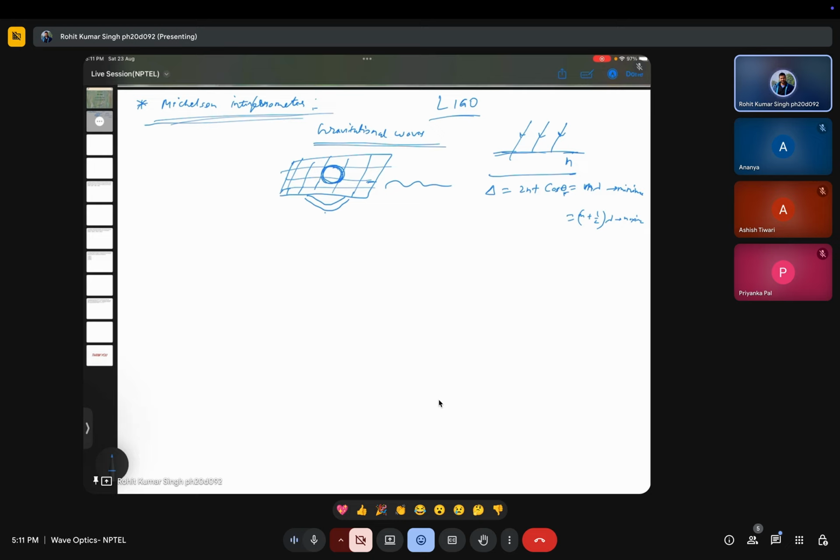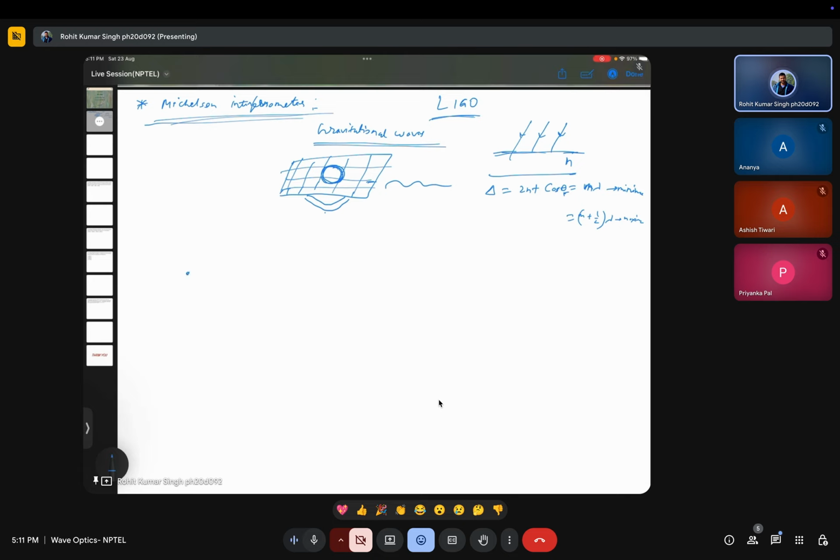Let's first discuss what exactly a Michelson interferometer is. It's a very simple device. It's a tabletop experiment basically that you can do in your lab, but it can be scaled to very large areas and large lengths. That's what LIGO does. So let me explain what it looks like on the tabletop.